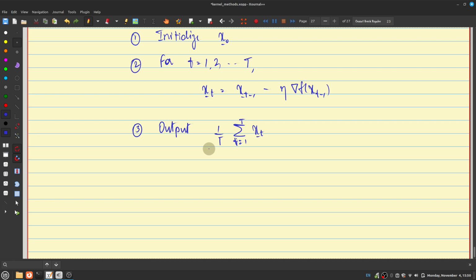You could take the average of just the last few. I agree. Again, there are many different variants. We just look at this particular variant because it's fairly simple, and we'll see that this allows us to analyze the algorithm better. That's the only reason I'm looking at this particular variant. All right.